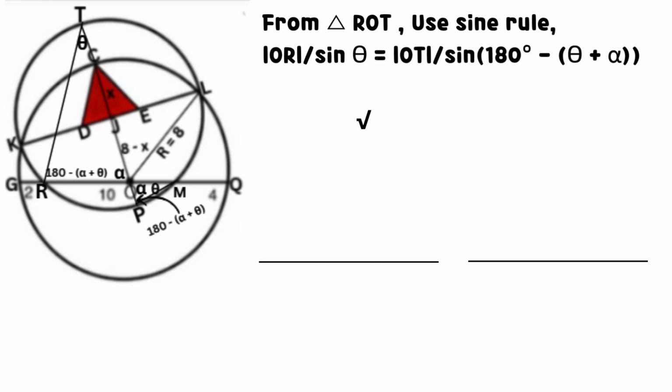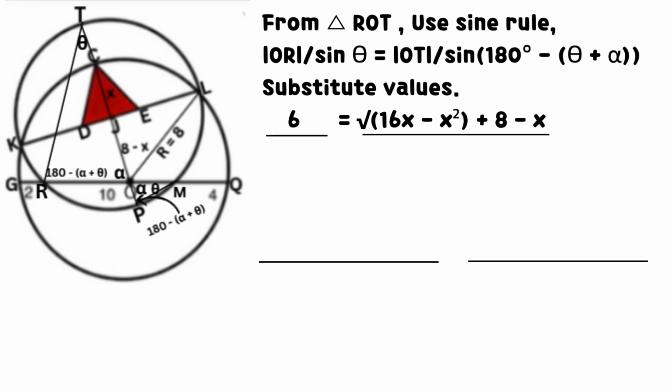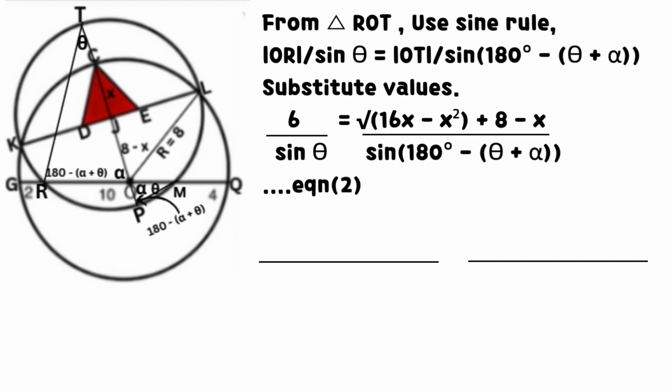From triangle ROT, use the sine rule. Line OR divided by sine θ equals line OT divided by sine of 180 degrees minus the sum of θ and alpha. Substitute values and we have that 6 divided by sine θ equals the square root of 16X minus the square of X plus 8 minus X, all divided by sine of 180 degrees minus the sum of θ and alpha. We call it equation 2.